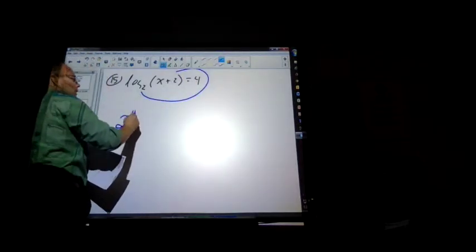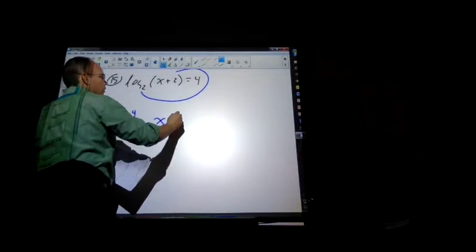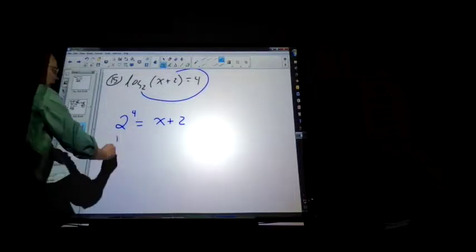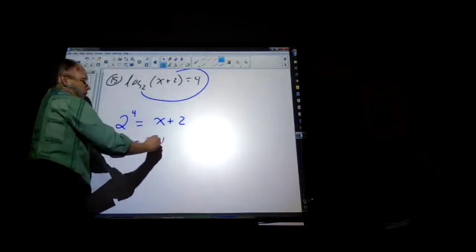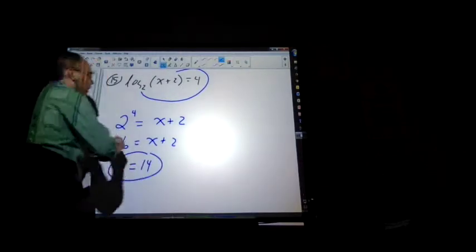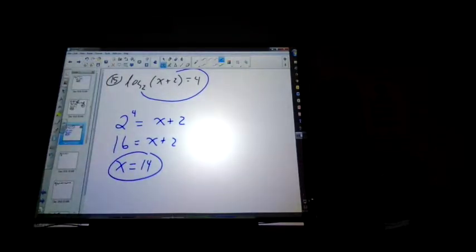All right, so snail, absolutely. So 2 to the 4th power is equal to x plus 2. 2 to the 4th is pretty easy to figure out. 2, 4, 8, 16. So you get 16 is equal to x plus 2. Subtract 2, so I'm going to get x is equal to 14. I was dealing with the log in the beginning, so let's make sure if I plug 14 back in, I don't get a log of a negative. So 14 plus 2 is 16. Log base 2 of 16, totally fine.